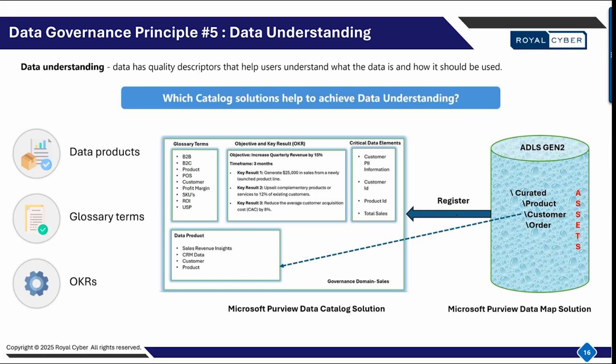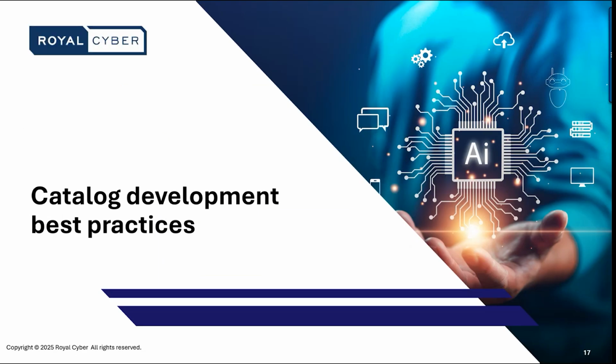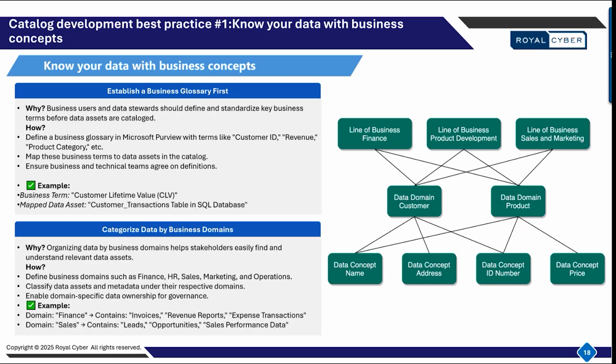and ready for use. So, moving on, how to build a good catalog and what are the development best practices, right? So let's go through these development best practices. Before we can manage and analyze data, we need to understand it in a business context, right? So one of the best practices in catalog development is to start with a business glossary, which is a standard set of definitions for key terms like customer ID, revenue, or product category, right? This ensures that business users and technical teams are speaking the same language when working with data, right? So, for example, CLV is customer lifetime value, and mapping it to customer_transactions table in a SQL database ensures there is consistency across teams, right?